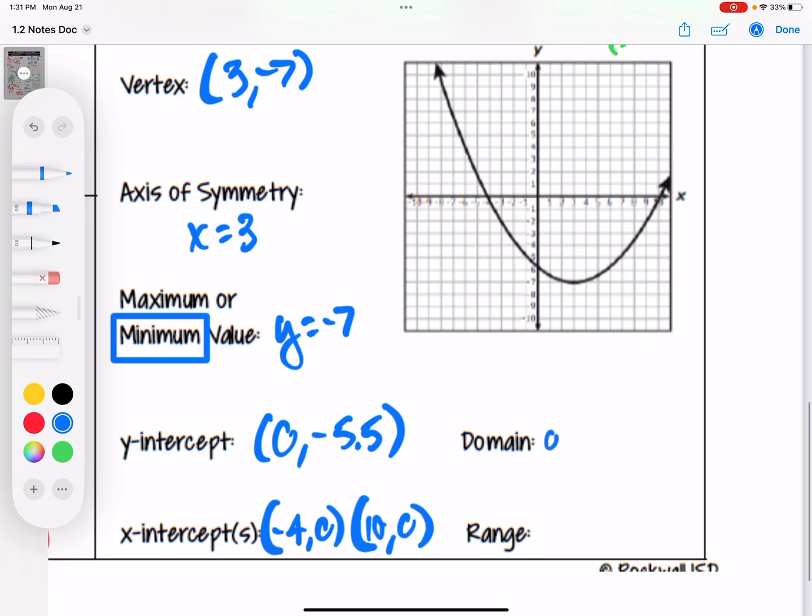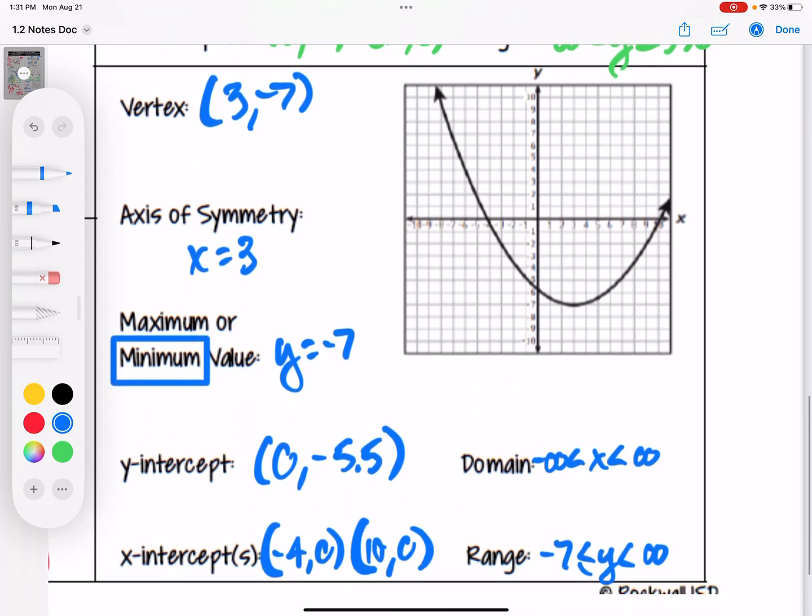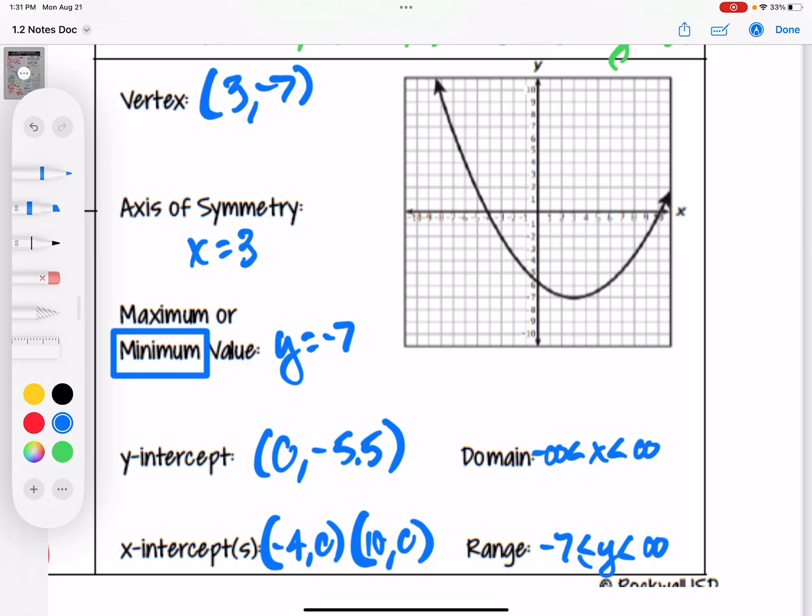The domain, again, for any quadratic function, is negative infinity to infinity. Our range, this one has a minimum value, so we put it in there. So -7 less than or equal to y less than infinity. And that is our range.